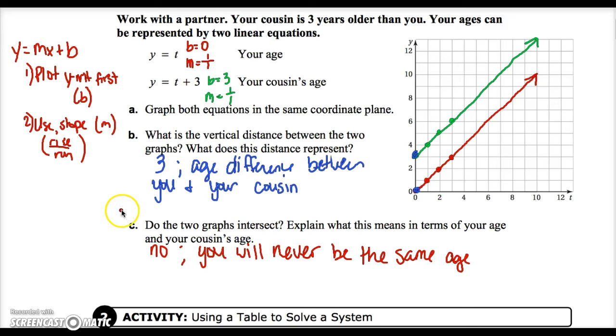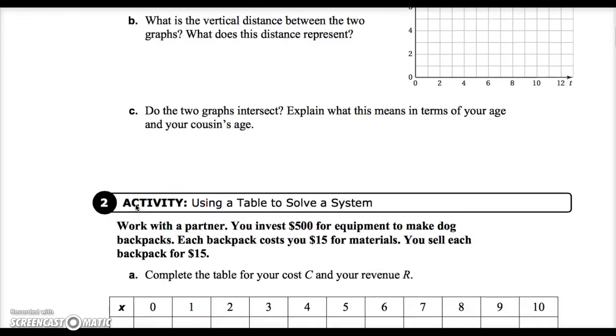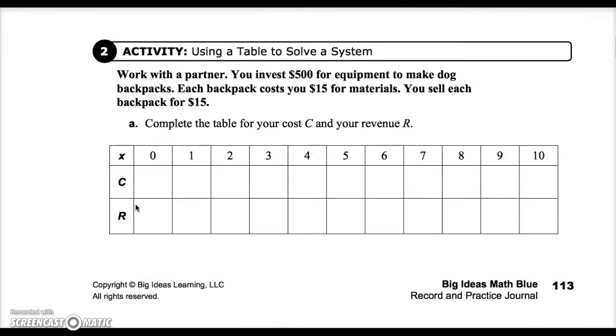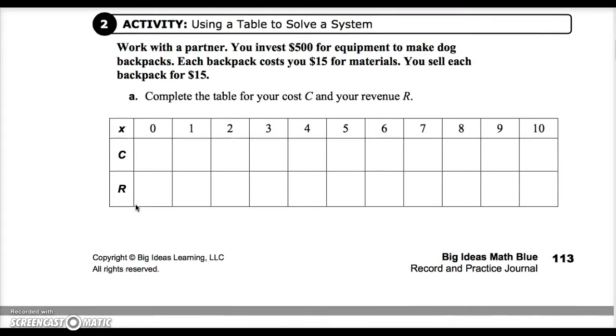Okay? Now, moving on to activity 2. Scroll down a little bit. We got a different sort of problem, but we're going to solve it a little bit different way. Instead of graphing it, we're going to make a table, first of all. So it says you invest $500 for equipment to make dog backpacks.